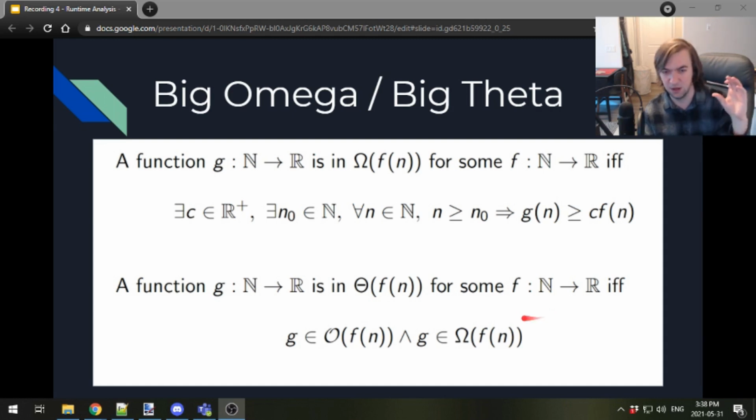So by finding a constant multiplier that I can apply to my function, that makes it so it's an upper bound and a lower bound, means I have what's called a big theta bound. It is a tight bound on the complexity or runtime of a piece of code.